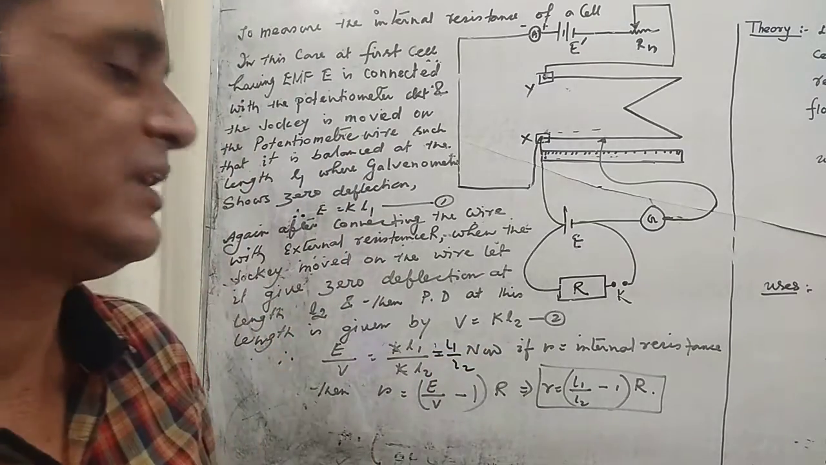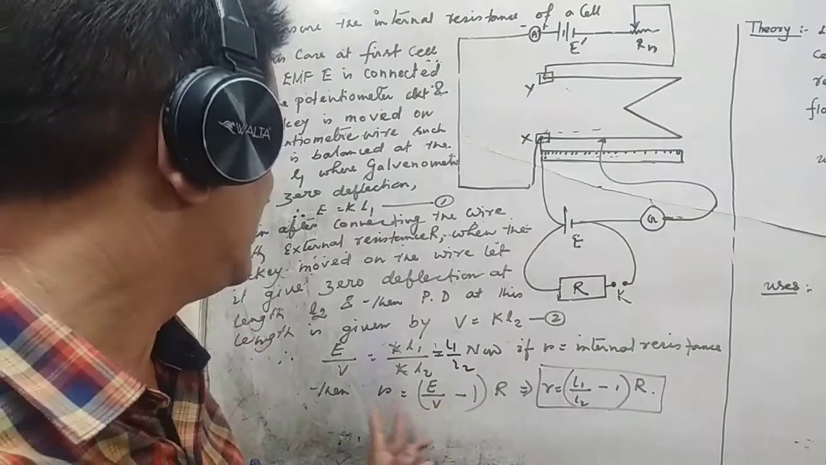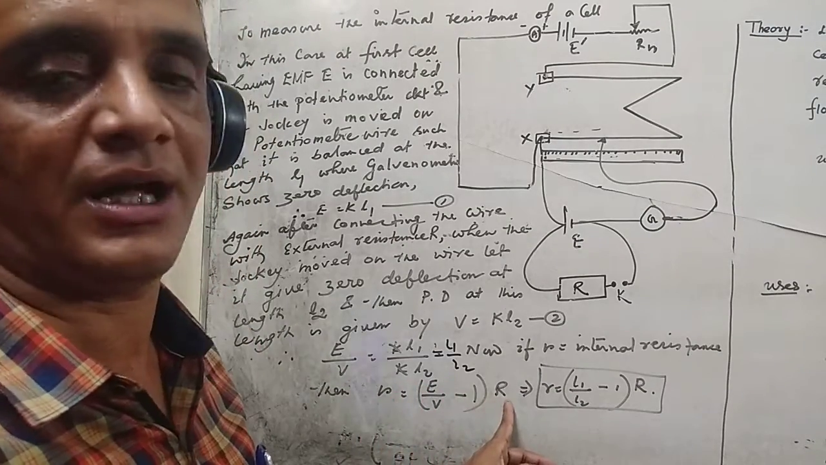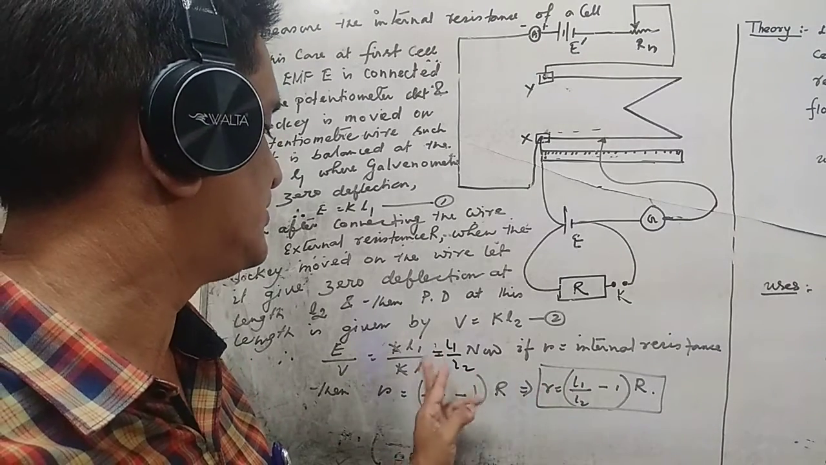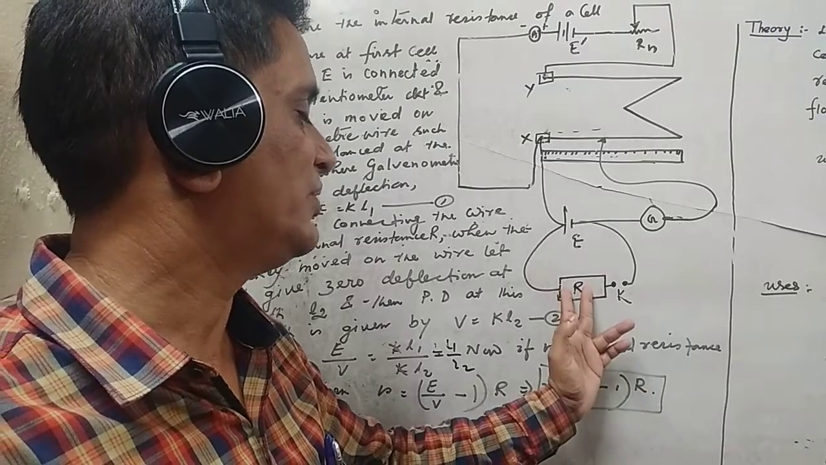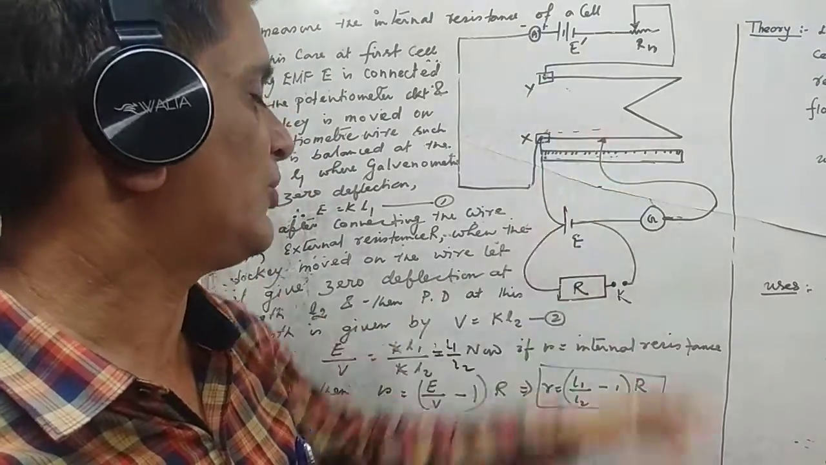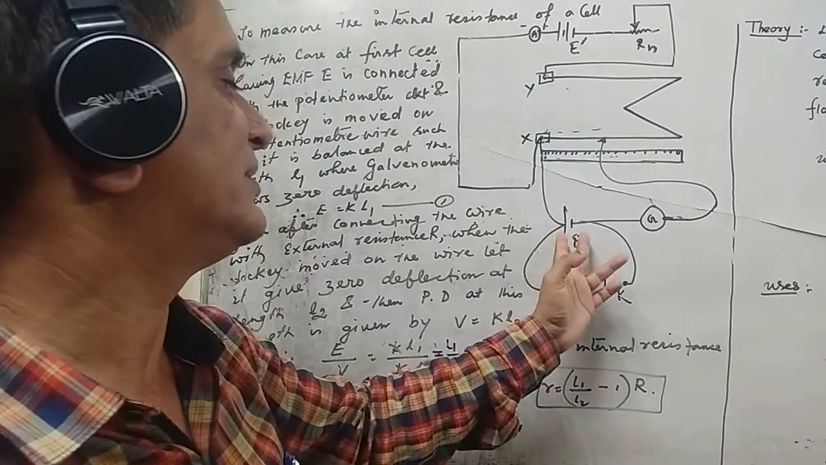Clear? Now, if smaller r is the internal resistance of the cell, then r is equal to (E by V minus 1) into capital R. Since E by V is equal to L1 by L2, r is equal to (L1 by L2 minus 1) into R. The value of R will be known to you, and by measuring L1 and L2, we can measure the internal resistance of this cell. So this is about your potentiometer.